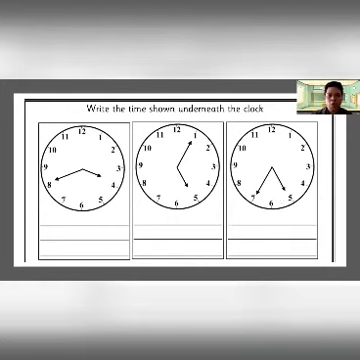Okay, kids, another one. Write the time shown underneath the clock. The first is, what time is it? It's 3:40. Yes, it is. How about the second one? What time is it? Very good. It is 5:05. And then the last one is, okay, so that is called 5:35.